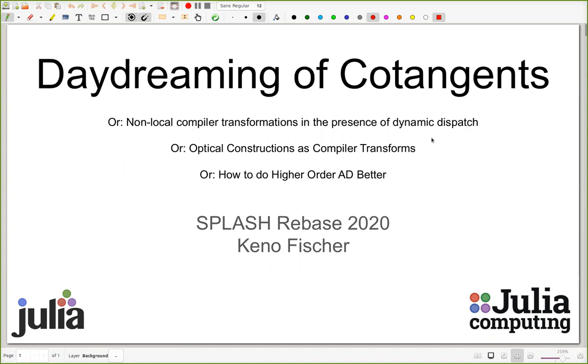So first of all, my name is Keno Fischer. I work at Julia Computing. I work on Julia, and I work on the Julia compiler. And what I'm going to be talking about with you today is some of the work I've been doing on automatic differentiation and the abstractions that we have for automatic differentiation in Julia and the Julia compiler.